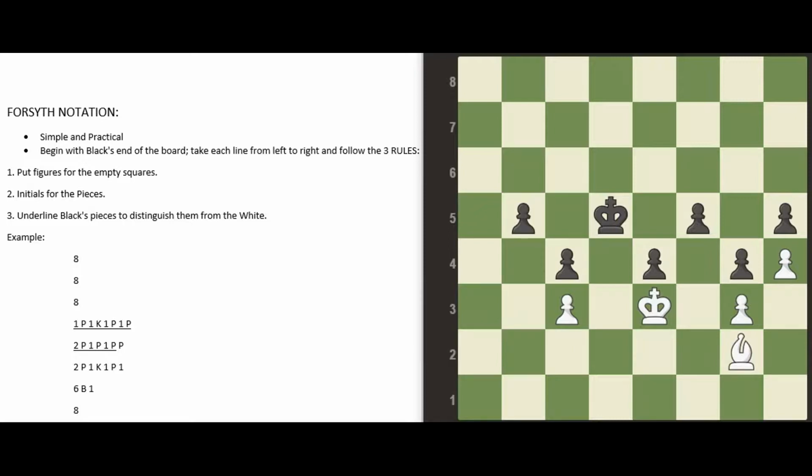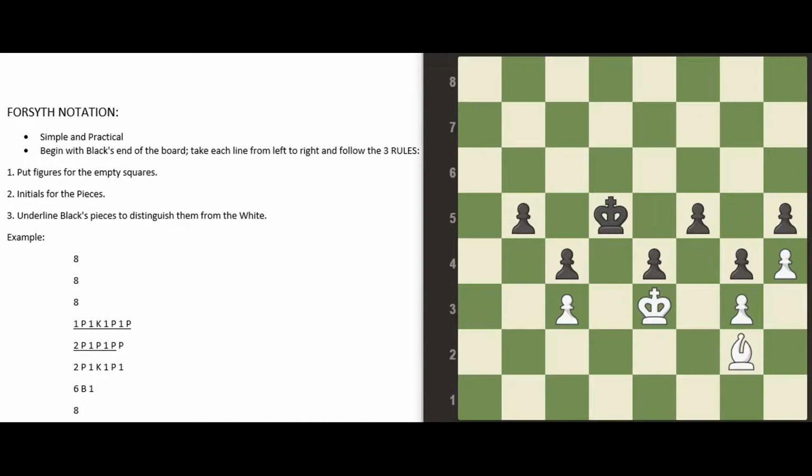Now in Forsyth notation we have to begin with the black's end of the board and take each line from left to right and follow the three basic rules. The first rule is to put the figures for the empty squares. The second rule is to put the initials for the pieces. And the third rule is to underline the black pieces to distinguish them from the white.